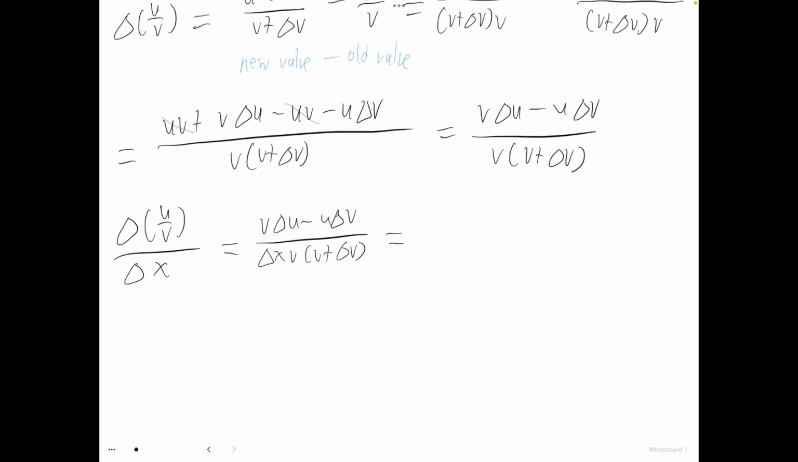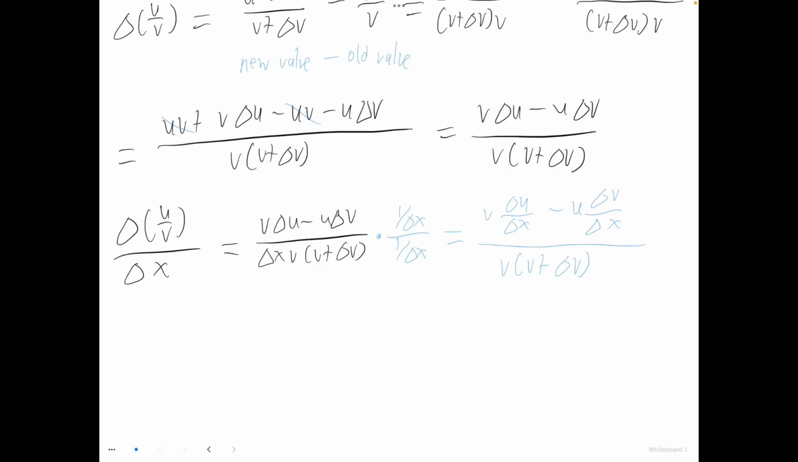But to make this easier to compute, what we're going to do is multiply the top and the bottom of this expression by 1 over delta x. Since we're doing the same thing to the top and the bottom, nothing changes in the value, but this will be v delta u over delta x minus u delta v over delta x, divided by just v times v plus delta v. And the reason why we like this is that we know how to deal with these delta u over delta x and delta v over delta x.